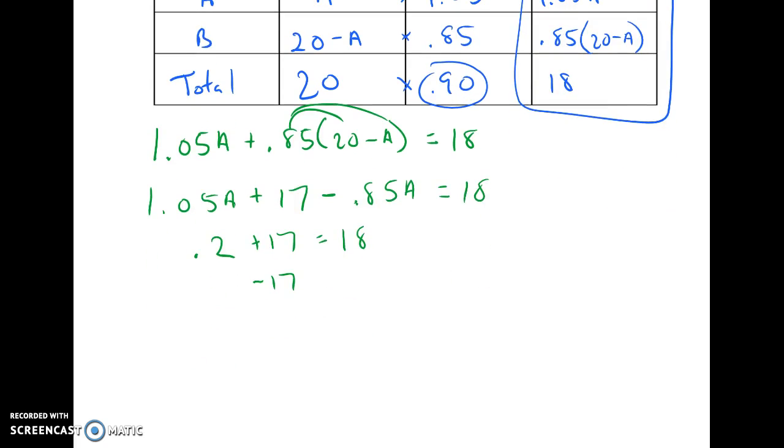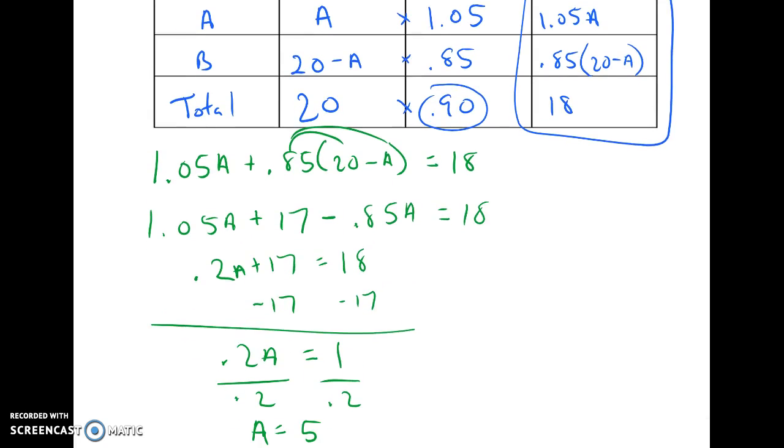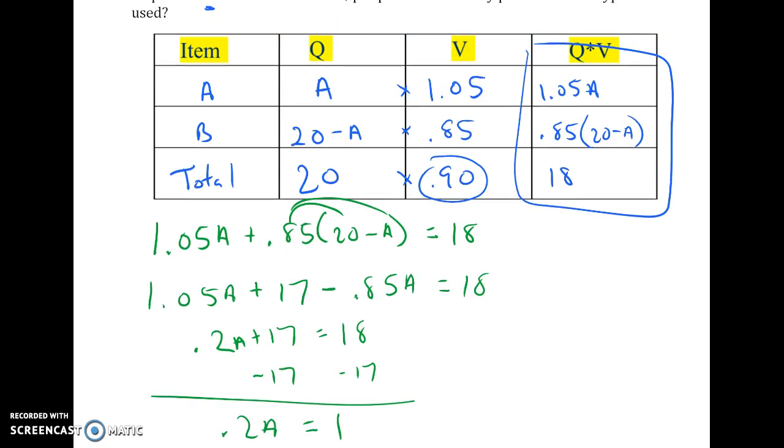Minus 17 from both sides. Forgot my A there. I get 0.2A is equal to, or 2/10 A is equal to 1. Divide both sides by 2/10. And I get A is equal to 5. Okay, now that I have A, I know that that's equal to 5. 20 minus A, that's going to be 15.